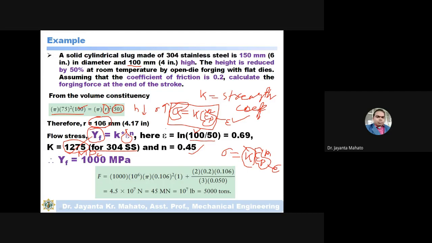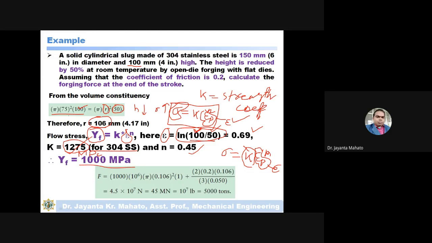And epsilon will be how much? Epsilon means strain. So here there is 50% reduction. The initial length was 100, divided by the final length. So this is given by ln of original length divided by final length, which is nothing but 0.69. Just putting in this value, you will get the flow stress, the YF. So here the YF is 1000 MPa.